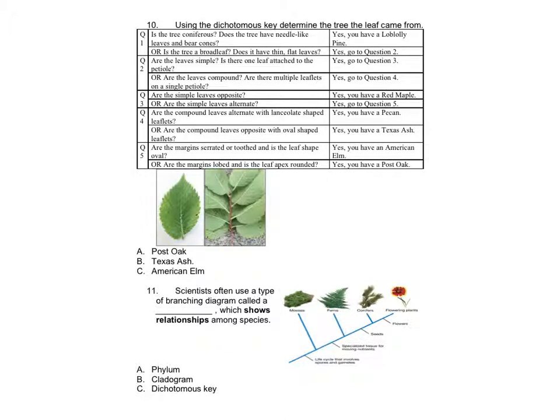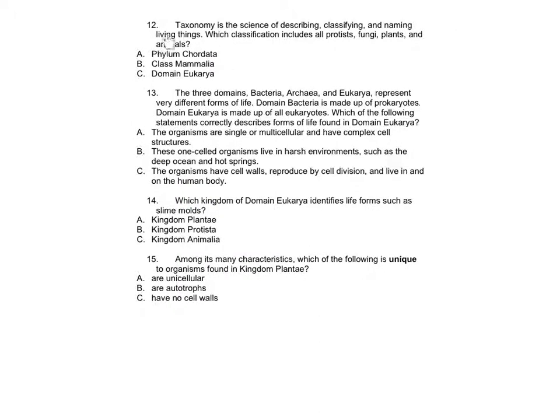Number 11. Scientists often use a type of branching diagram called a blank, which shows relationships among species. A. Phylum. B. Cladogram. C. Dichotomous key. Number 12. Taxonomy is the science of describing, classifying, and naming living things. Which classification includes all protists, fungi, plants, and animals? A. Phylum Chordata. B. Class Mammalia. C. Domain Eukarya.